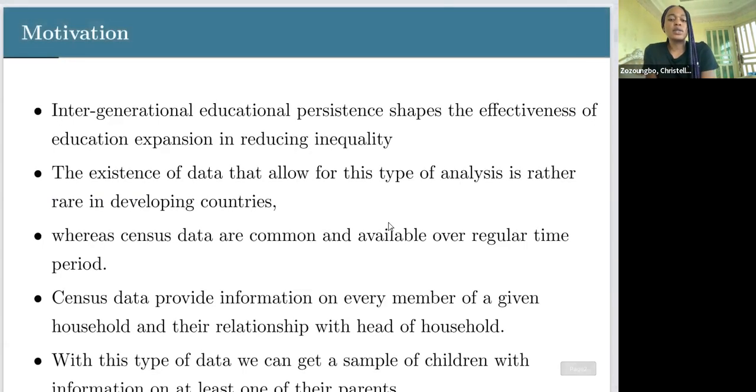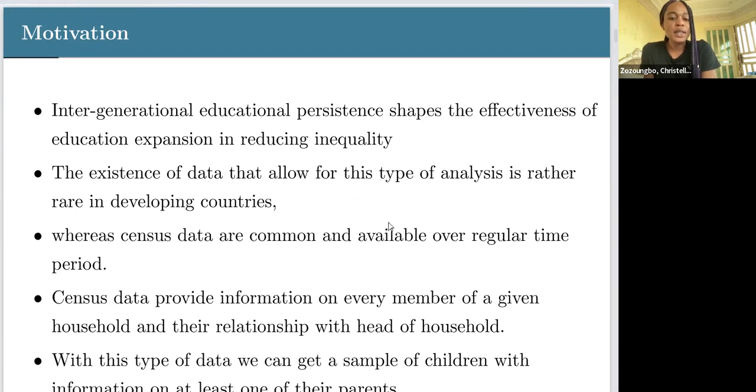And as motivation to this work, there are evidences that intergenerational educational persistence affect the effectiveness of education expansion in reducing inequality of educational opportunities. So it's important to include intergenerational analysis when we are analyzing a particular education policy, because the differential education decision made by different type of household before education policy affect how education policy decrease or not inequality.